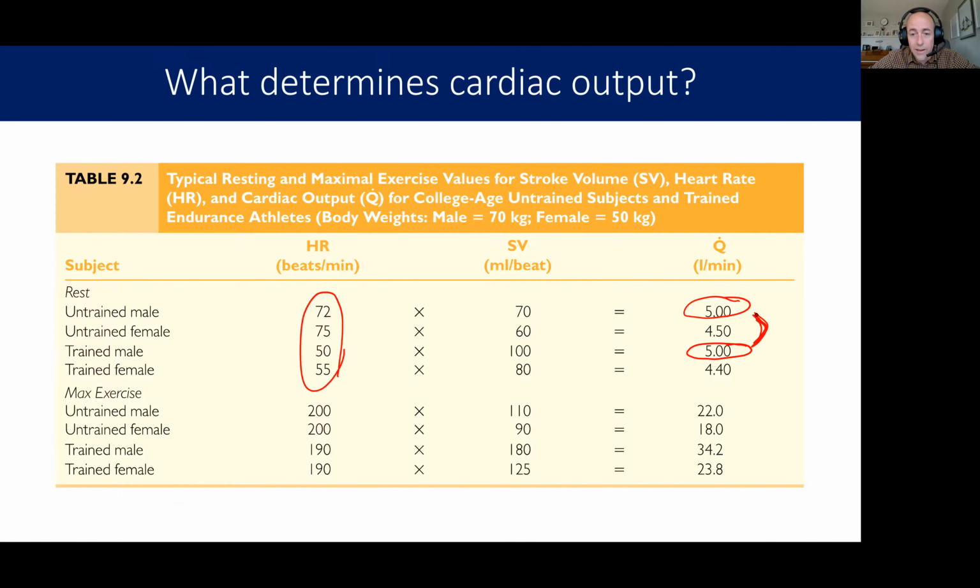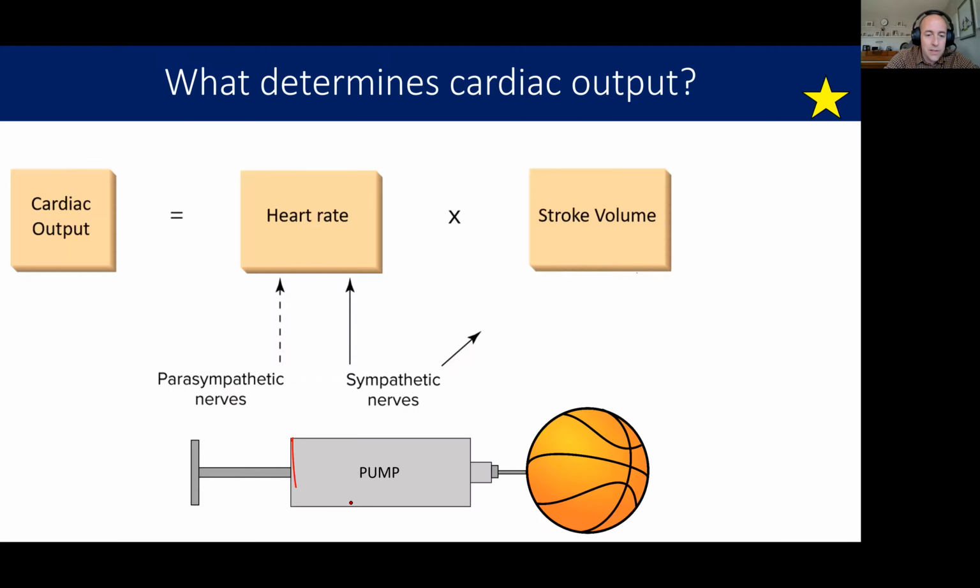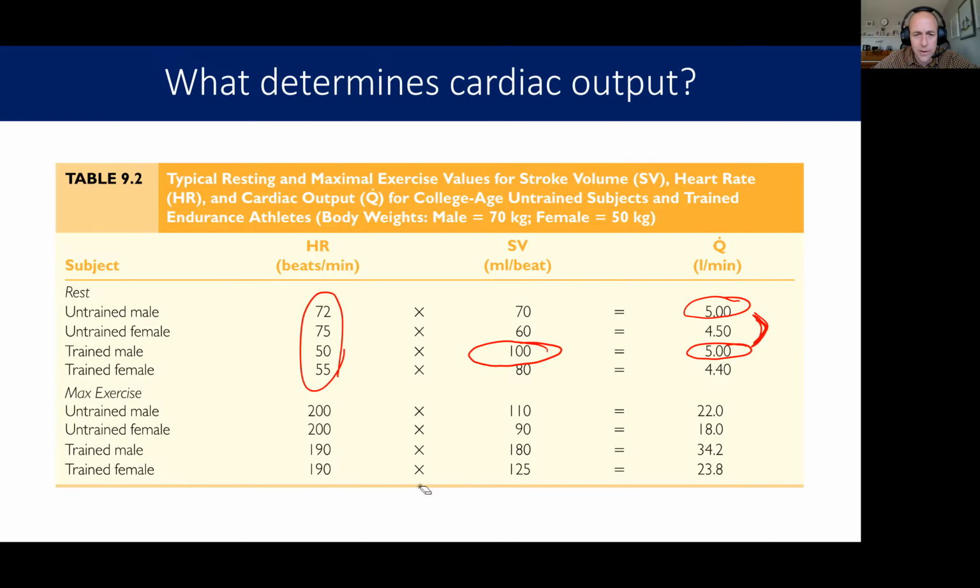So what's going on here is that an endurance trained person has a greater stroke volume. So to get the same amount of blood out at rest, they have to beat less. So instead of having a pump that's this big, an endurance trained person has a pump that is that big. And so they have to push it or beat it less. That's why a fit person has a lower resting heart rate. They don't need less blood or less oxygen.